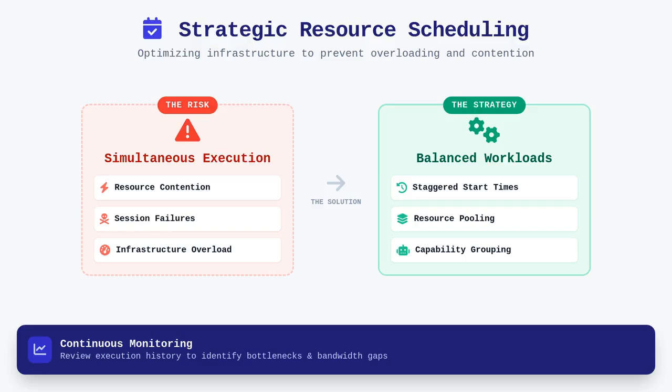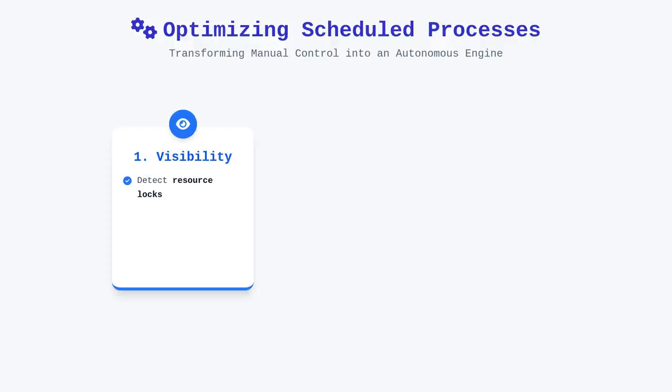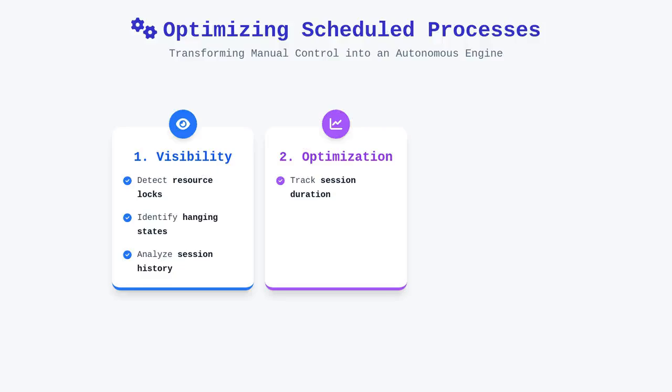Monitoring these schedules requires you to regularly review the execution history to identify bottlenecks or overlapping tasks that consume more bandwidth than your hardware can reliably handle. If a scheduled process unexpectedly locks a resource or enters a hanging state, the scheduling engine provides visibility into the session history, allowing you to troubleshoot the underlying resource contention. By analyzing the duration of these sessions over time, you can optimize your schedule timelines to ensure that tasks that are historically slow do not collide with high-priority processes.